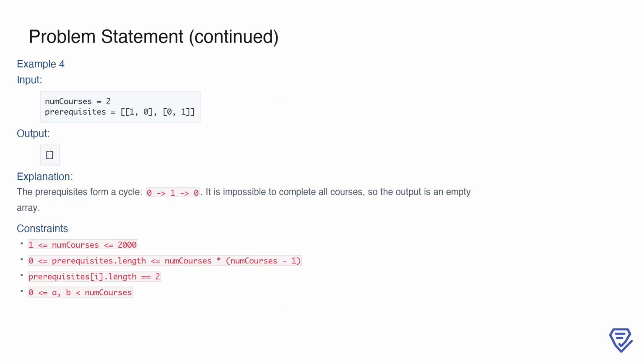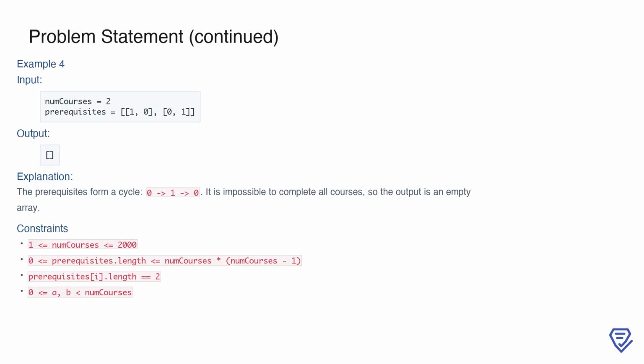Now consider a scenario where it is impossible to complete all courses. For example, if numCourses equals 2 and prerequisites equals [1, 0], [0, 1], the prerequisites form a cycle, course 1 depends on course 0, and course 0 depends on course 1. This circular dependency makes it impossible to complete either course, so the output is an empty array.